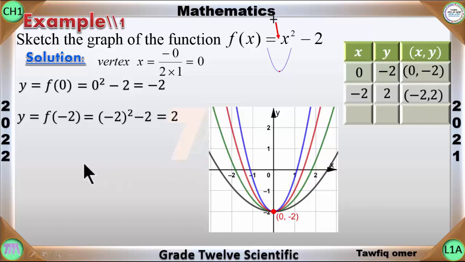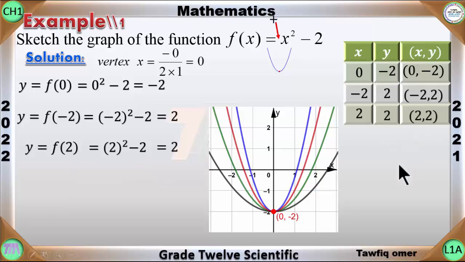We are taking another value for the variable x. Let it be 2, bigger than 0. Then replace it in the function, y equal f of 2, which equal 2 squared minus 2, which equal 2. Then 2, 2 is another point. And now we have 3 points: 0, minus 2, minus 2, 2, and 2, 2.